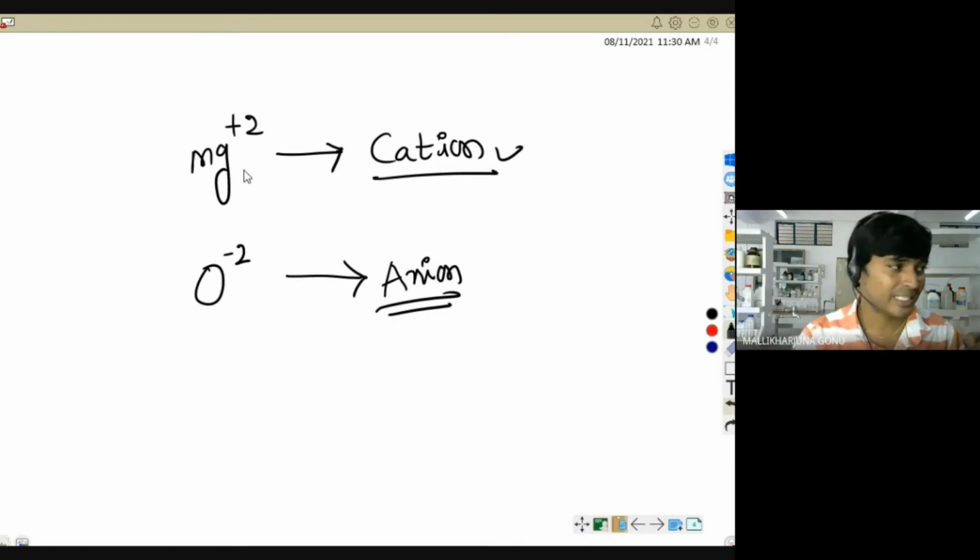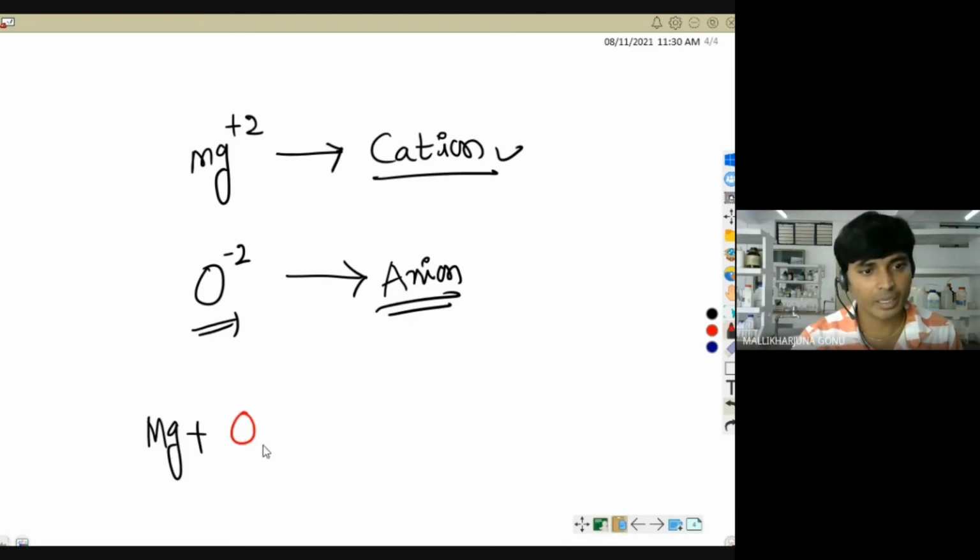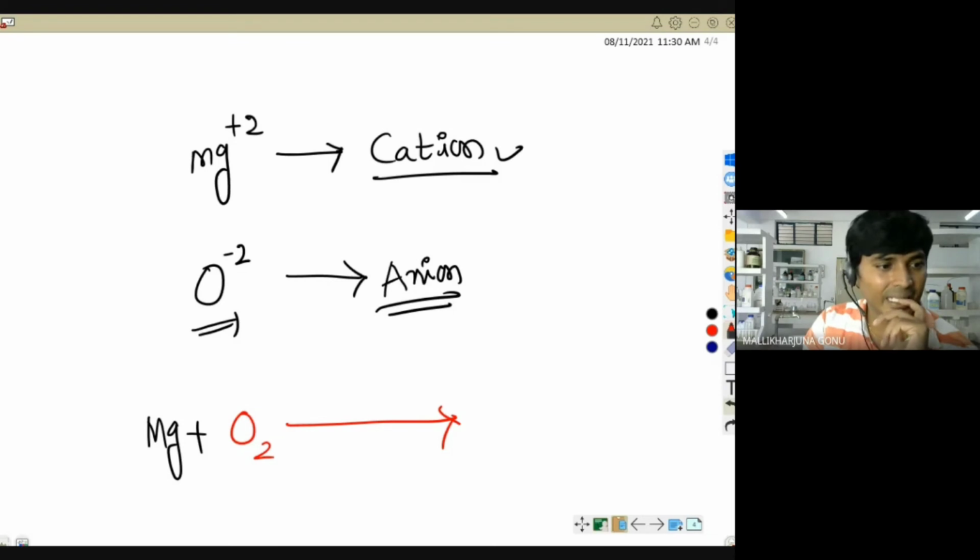Magnesium is an element, but this is a cation. If so many changes have happened to one atom, that's how it is. One is the cation and another one the anion. If magnesium and oxygen are reacting, what product will we get here? All of you write this equation and tell me what product will form. I want the formula.